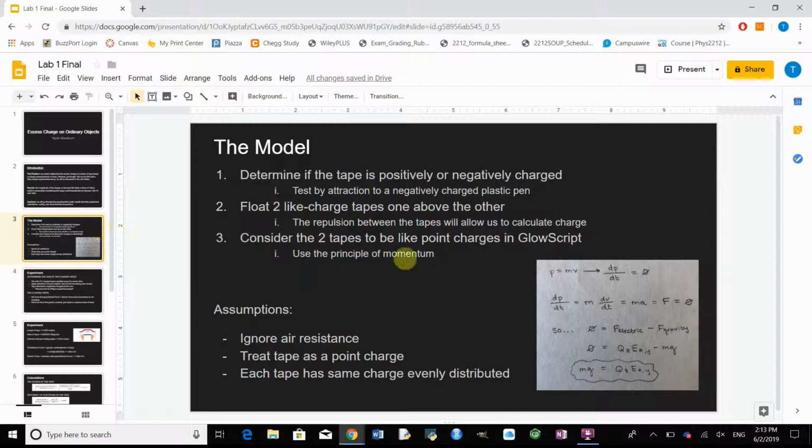As you can see here, we knew that momentum was equal to 0 during the floating tapes part. And since we know that, it boils down to electric force being equal to gravitational force. And the assumptions that we used in this experiment include ignoring air resistance, treating tape as a point charge, and assuming that each tape has the same charge evenly distributed.